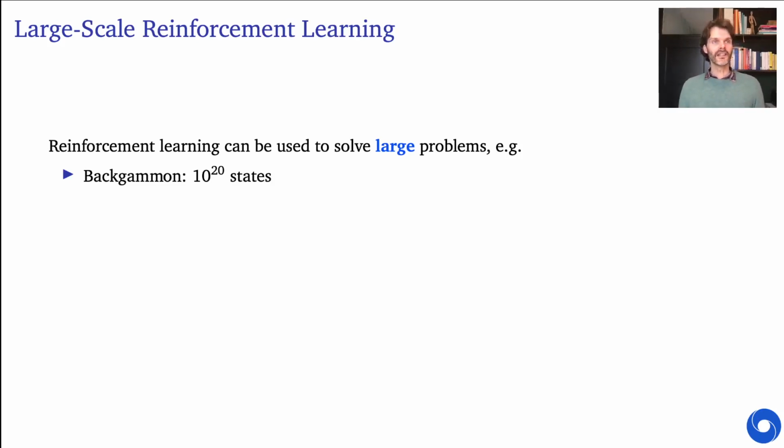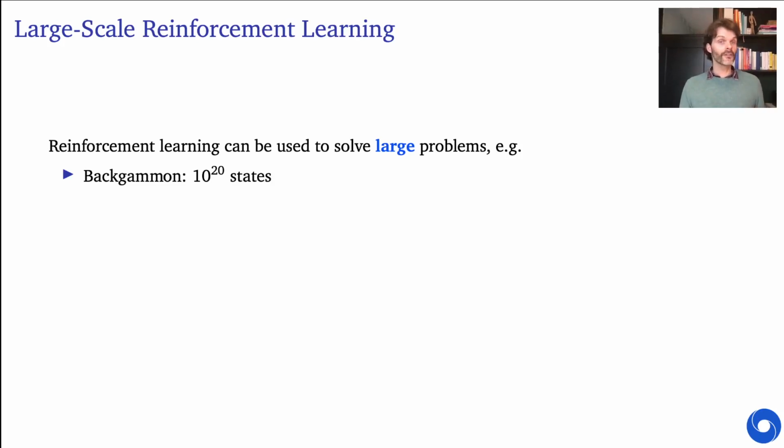And actually, even small problems are large problems, because the game of backgammon, one could argue, is not particularly large compared to the real world. It's just a game. But it turns out backgammon already has 10 to the 20th different possible states. So if you tried to enumerate all of those in a large table in memory, you quickly run out of space.